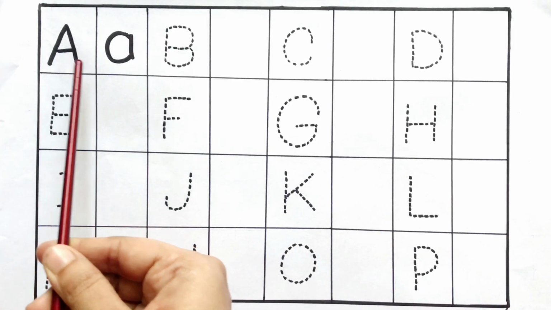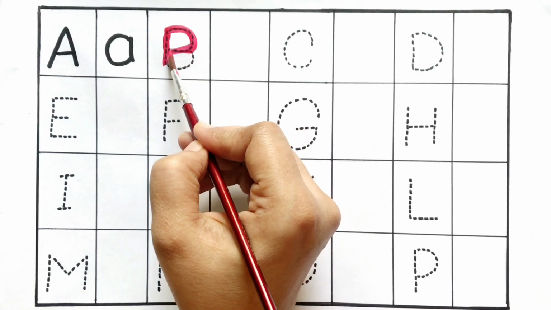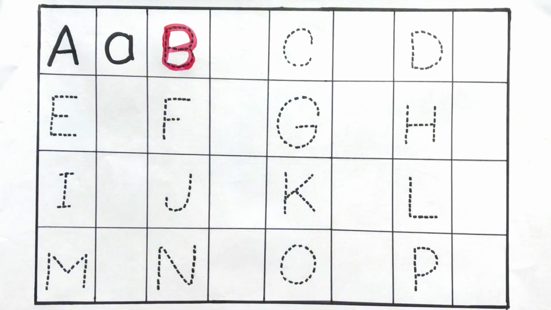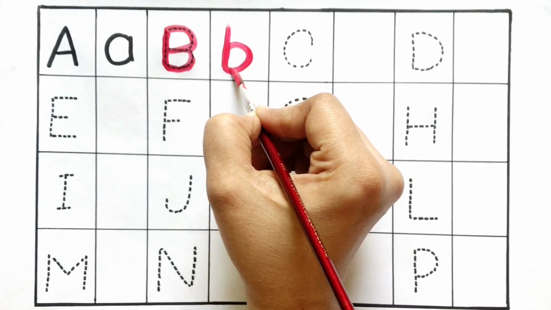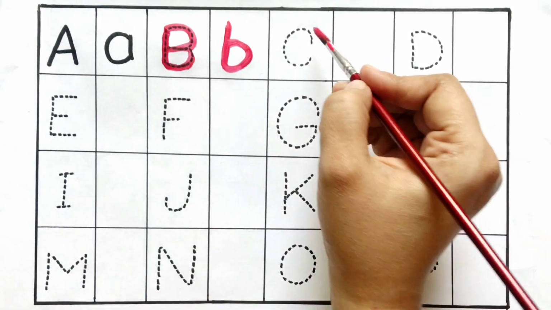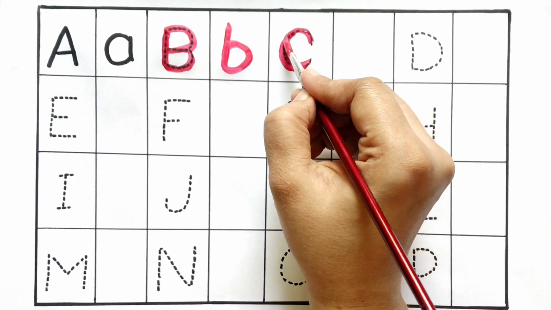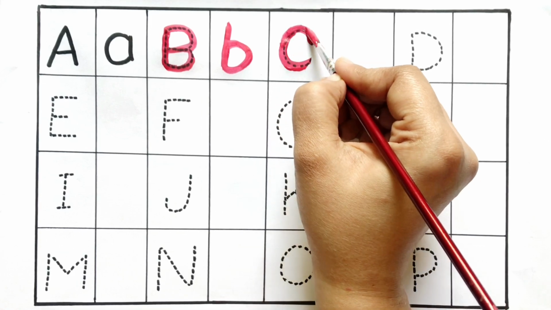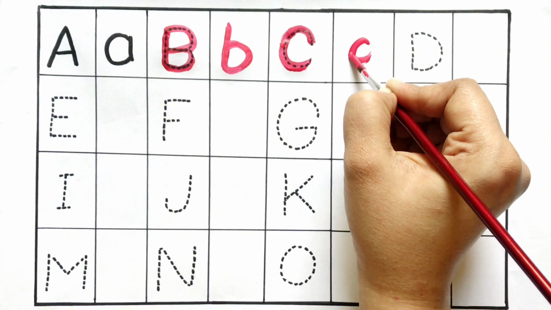I learned alphabets, big and lowercase. B. B for banana. B for ball. C. C for cat. C for cake.